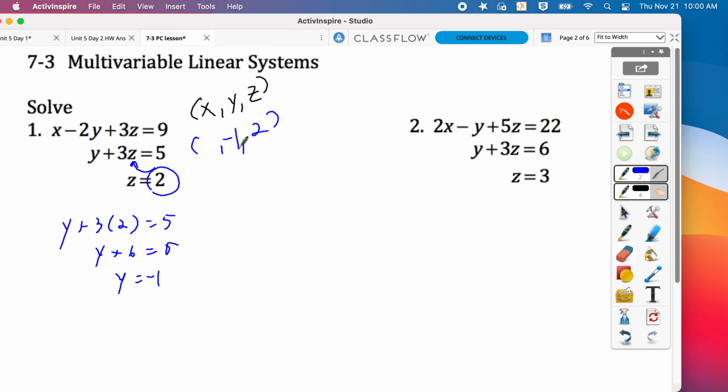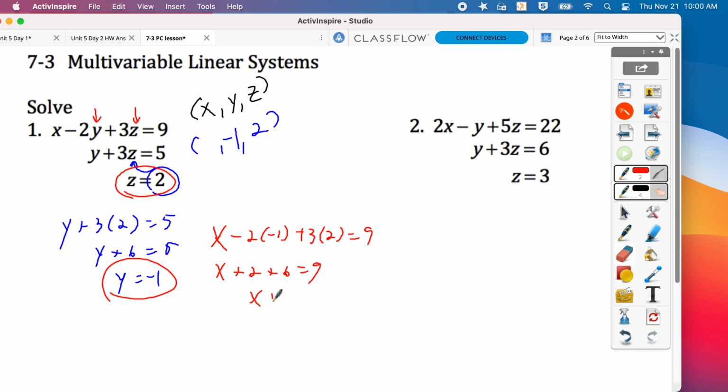So now I'm 2/3 of the way through, just from what we're given. Now that I have a z value and a y value, I can plug them into the original top one, x minus 2 times my y, plus 3 times my z equals 9. Do all my basic algebra. And these three-dimensional equations would intersect at the point (1, -1, 2), the x, y, and the z.